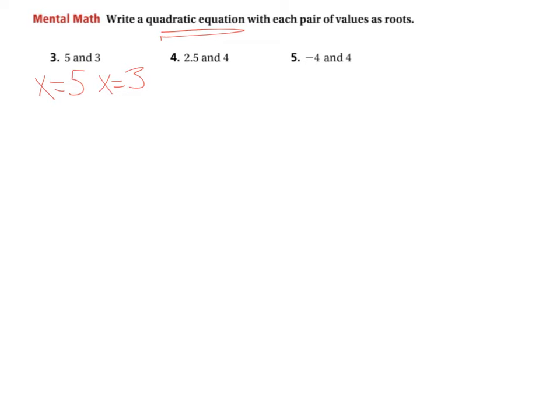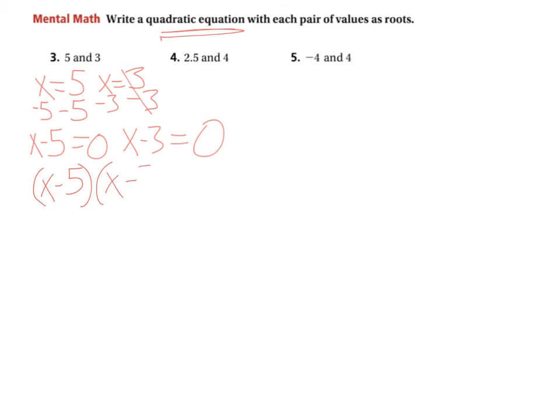So working backwards again, changing this by subtracting the 5. So x minus 5 is equal to 0. This is our first one. The second one, subtracting the 3. So x minus 3 is equal to 0. And then to write the quadratic equation, I just do exactly what I did on the previous slide. I'm taking x minus 5 and I'm multiplying it by x minus 3. This is the opposite of what we did in class today.